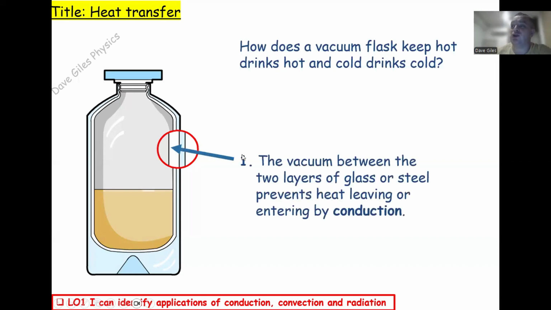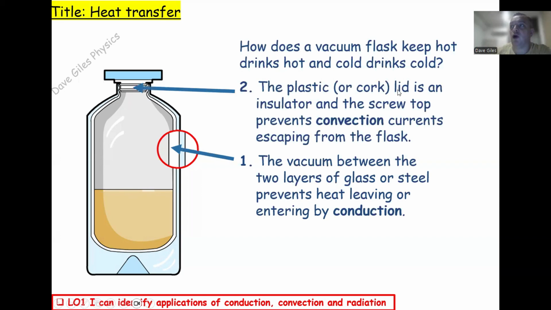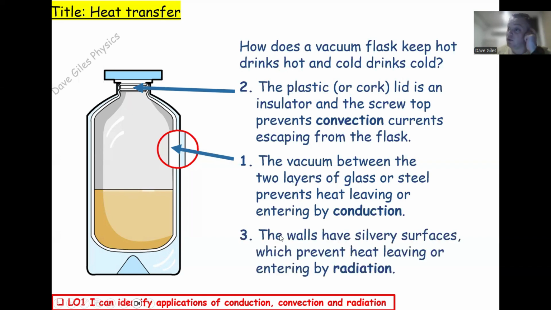So you've got a vacuum between the two layers of glass or steel, prevent heat leaving or entering by conduction, because heat can't travel via conduction if there's no particles. The plastic or cork lid is an insulator, and the screw top prevents convection current escaping from the flask. And finally, the walls have silver surfaces which prevent heat leaving or entering by radiation, because silver surfaces or shiny surfaces reflect infrared, so it'll send it back inside the thermos.